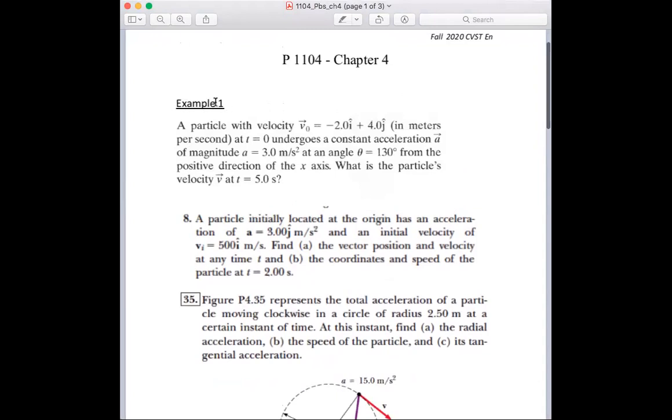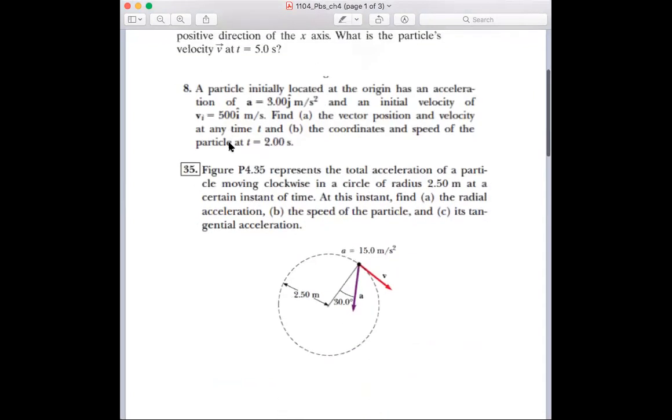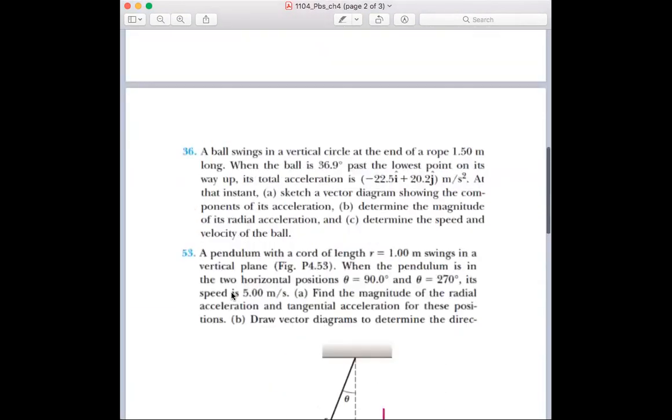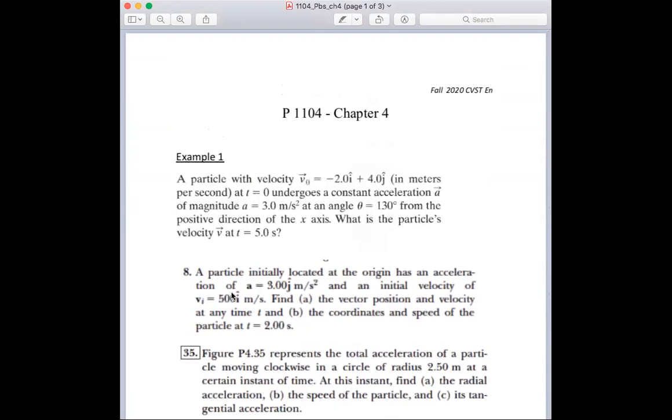I called it example to differentiate it from the other problems. This one is not in the book, so that's why I called it example. And then all the other problems are from the book, okay, with the figures as well. So let's start with the first one. I will read the given and then we're going to write it on the whiteboard and solve it together.